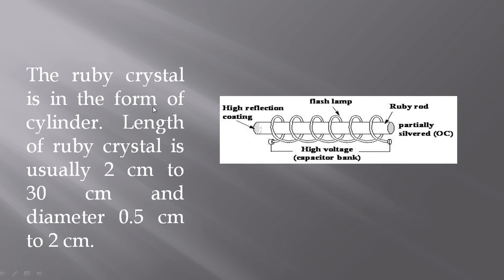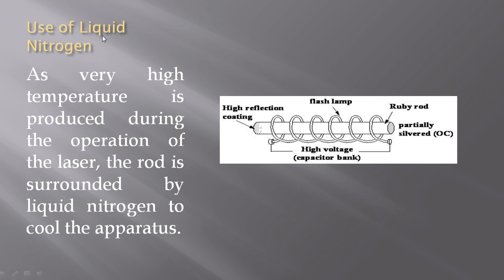The ruby crystal is in the form of a slender rod. You can see this diagram. The length of the ruby crystal is usually 2 cm to 30 cm and the diameter is 0.5 cm to 2 cm. Now we also use liquid nitrogen. As very high temperature is produced during the operation of the laser, the rod is surrounded by liquid nitrogen to cool the apparatus.